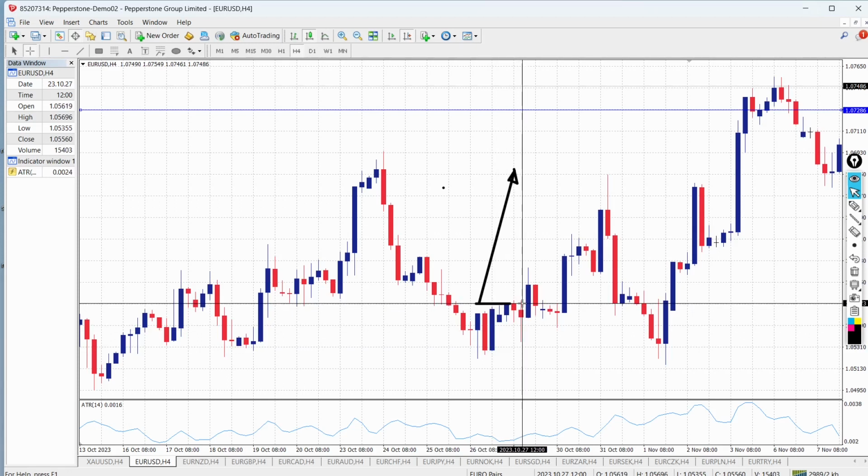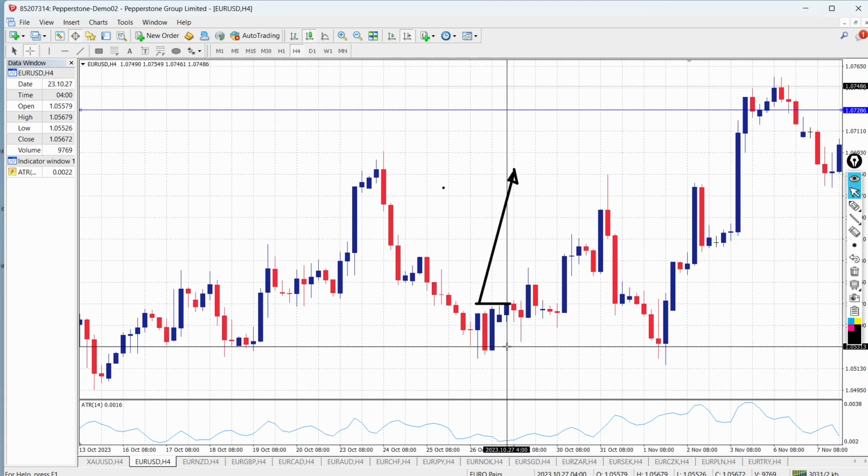So if this is an entry point, then you count 36 pips down. So 36 pips is around there. You can see when I move this finger, it counts the pips for us. So 36 pips, around here.